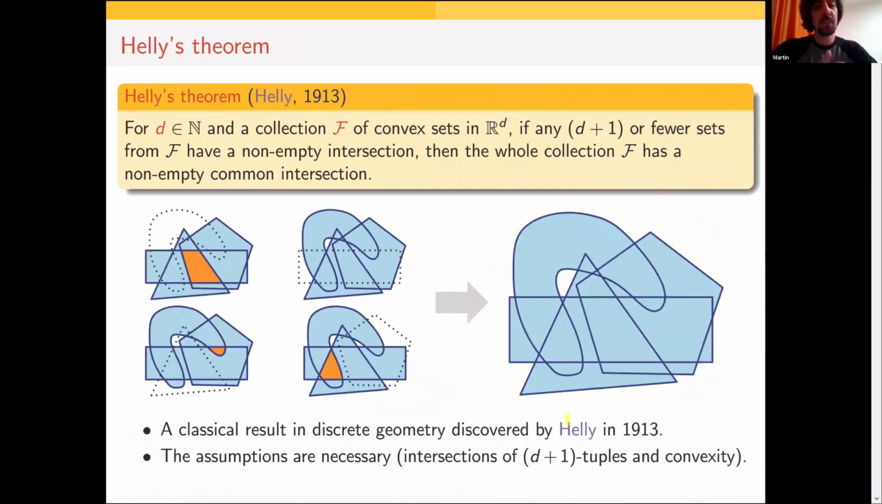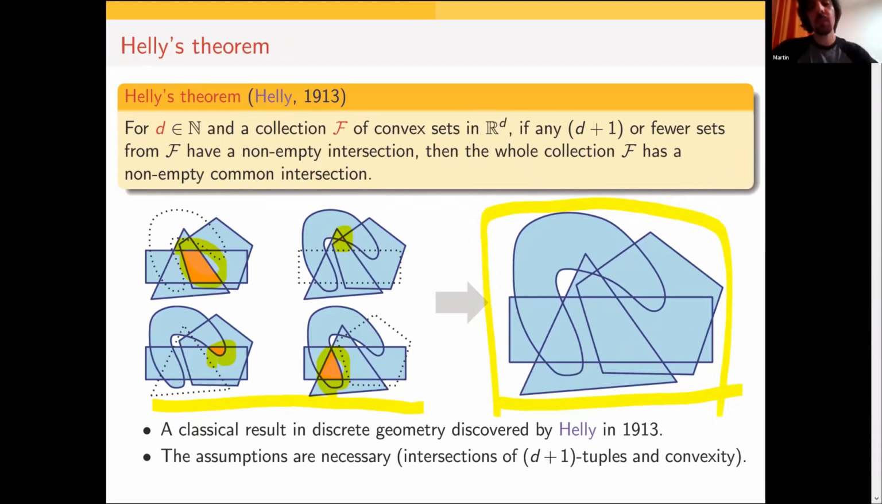Also, if we give up convexity, then the statement also doesn't hold. Here we have 4 sets that are not all convex. We still have non-empty intersections of triples of these sets. So as you can see here, we have a common intersection, here as well, here also. Here there is a tiny one, but it is still non-empty. But as you can see on the right, the common intersection is empty. So if we give up convexity, we also cannot obtain the conclusion of Helly's theorem. So the assumptions are necessary.